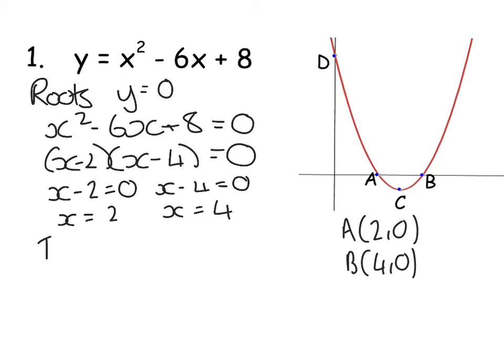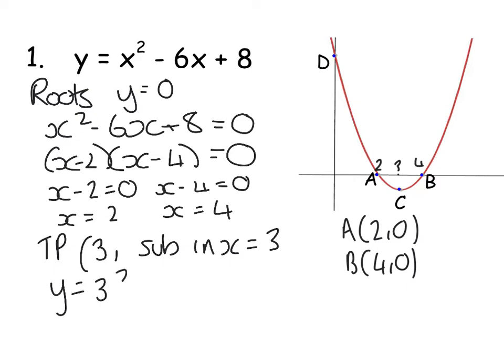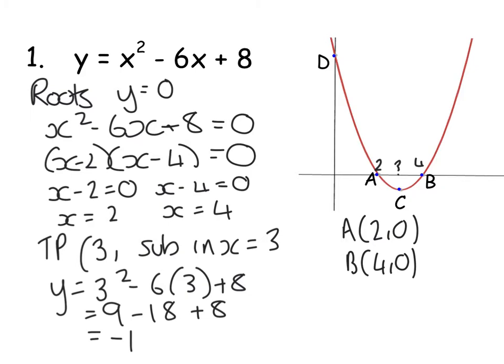The second part was to get your turning point. Now your turning point is bang in the middle of 2 and 4. If that's 2 and that's 4, then your turning point would be at 3. So I know my x coordinate is 3. So I replace x with 3. So I'm going to sub in x equals 3 to the equation. So y would be 3 squared minus 6 times 3 plus 8. And that would be 9 take away 18 plus 8. That would give me minus 1. And again, minus 1 matches my picture. It is a negative number. So my turning point, which is C, would be (3, -1).